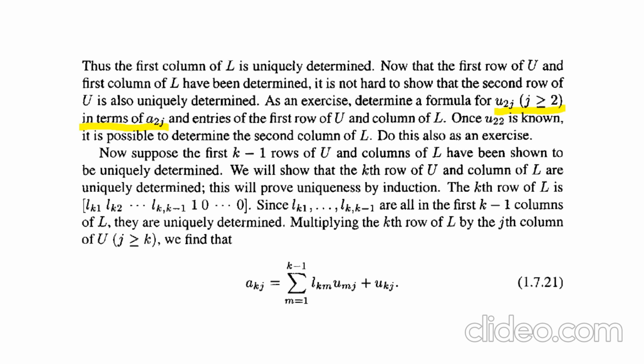Now suppose the first k minus 1 rows of U and columns of L have been shown to be uniquely determined. We will show that the kth row of U and column of L are uniquely determined. This will prove uniqueness by induction.